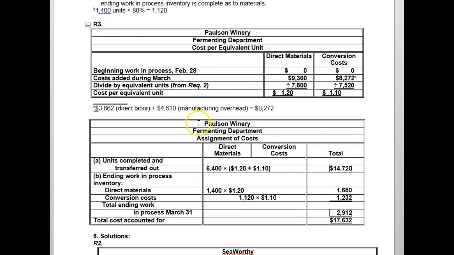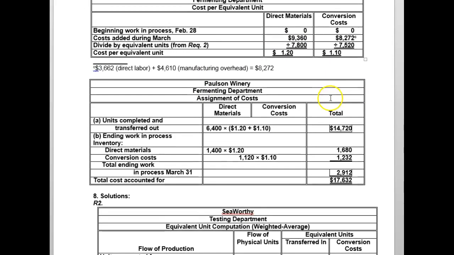Now we do our next thing. We're going to assign costs so I can know how much I transferred out. So this tells me I transferred 6,400 out at a cost of 120 and 110. If I add those together, I come up with this amount was transferred to finished goods. Now in direct materials, on ending inventory, or ending work in process, I have to break that down. I have 1,400 that are at $1.20 for direct materials, so that comes to $16.80.